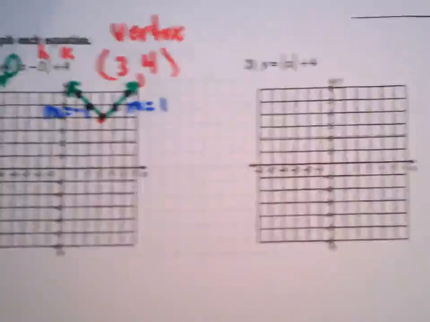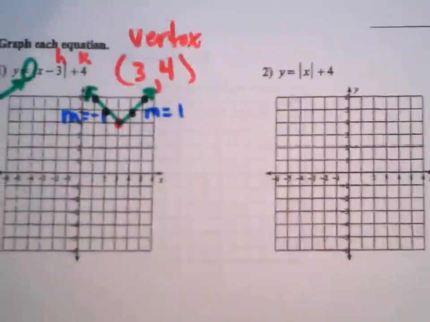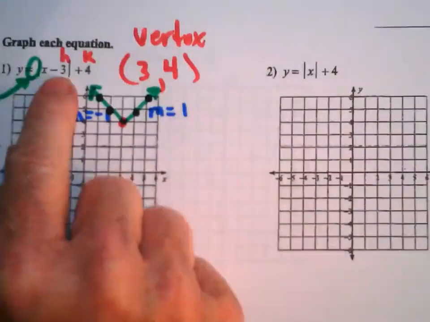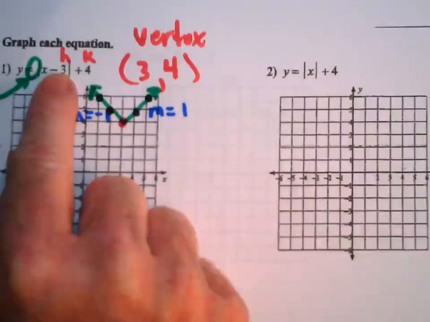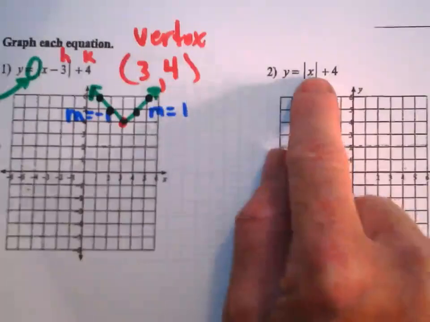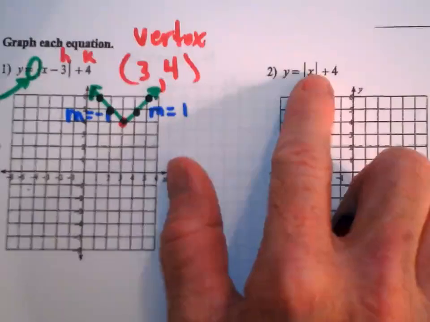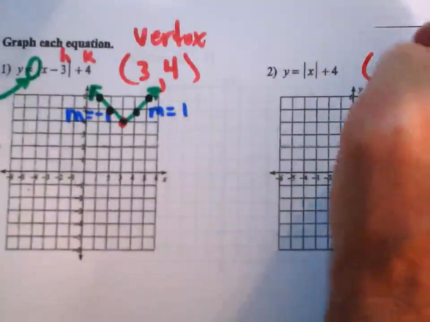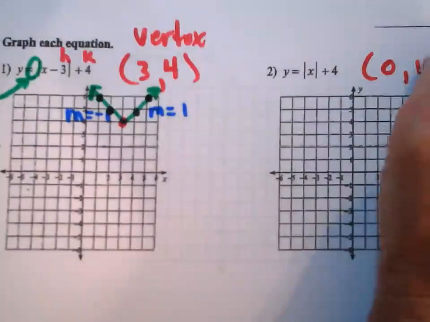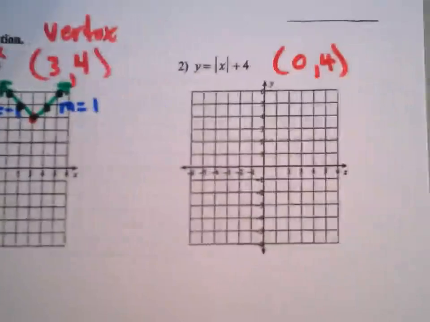So let's try another one. I'll show you both of them at the same time. All right. So here, this number 1 problem had a 3 as the h. When we look at problem number 2, what's the number that's inside here with x? Well, over here it was negative 3, but over here there is not a number. So that would be a 0. That's the h, and the k is going to be 4. Slide that over a little bit.